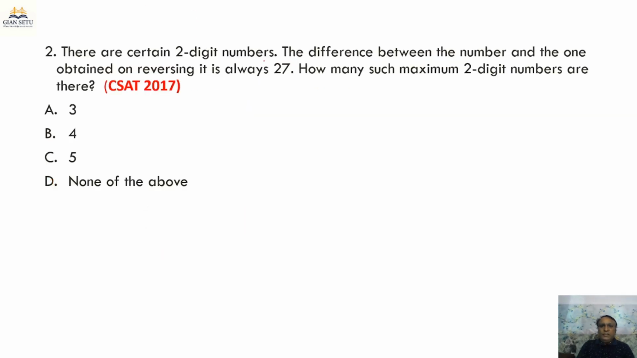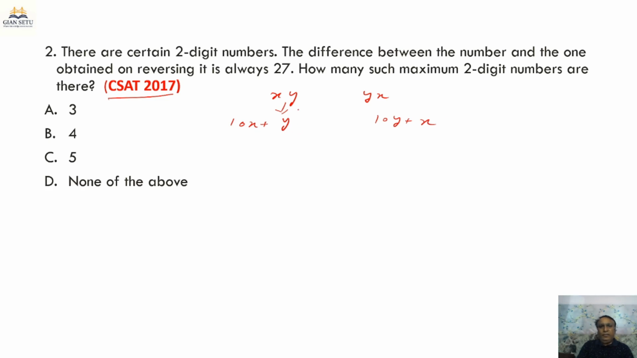There are certain two-digit numbers. The difference between the number and the one obtained by reversing it is always 27. So how many such maximum two-digit numbers are there? This question was asked in UPSC CSAT 2017. Let's suppose the number is xy. Now if we reverse its digits, the number will become yx. Now let's write this number in expanded form. It will be 10x plus y, and this number will be 10y plus x.